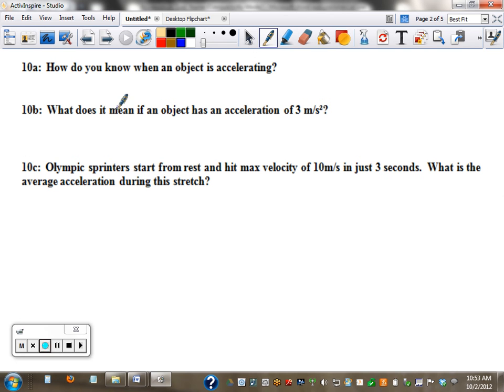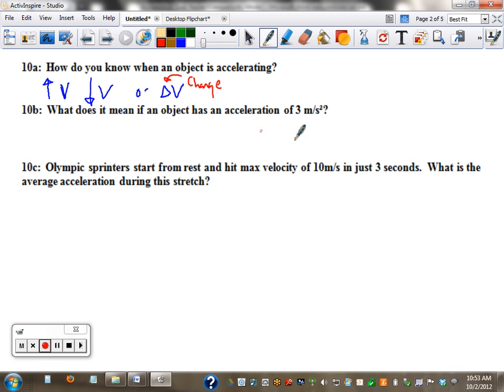So the first thing, how do you know when an object is accelerating? I accepted any of the following: velocity is increasing, velocity is decreasing, or in general, velocity is changing. So the triangle right here means change.